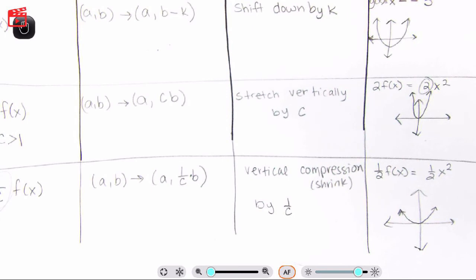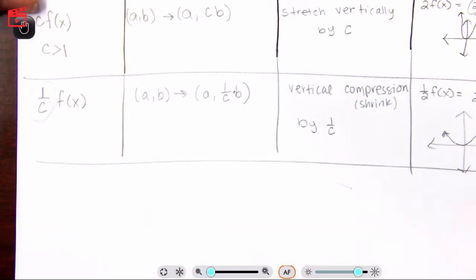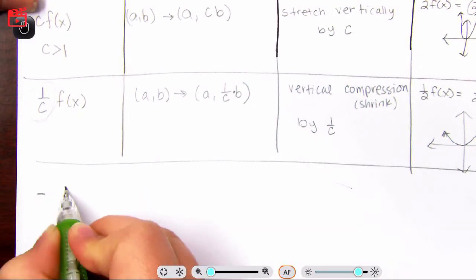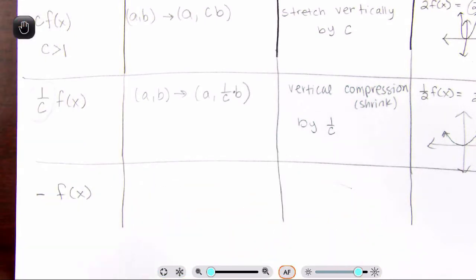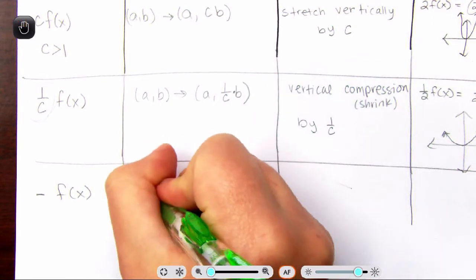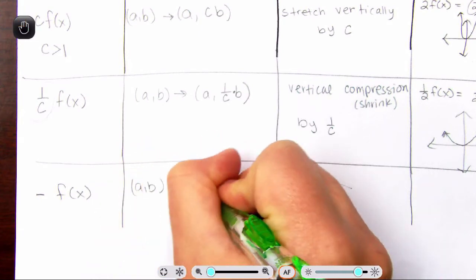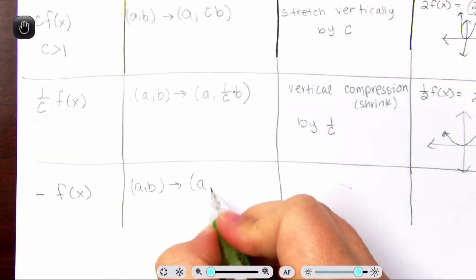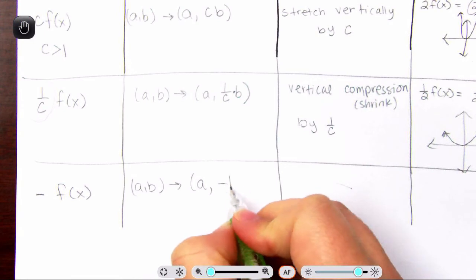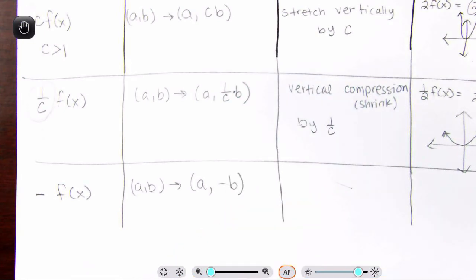All right, so we have 4 things outside of the bubble. Right now we have plus k, minus k outside the bubble. We have times c, times 1 over c outside the bubble. And we have one other thing that's outside the bubble, and that is negative f of x. Now, when you have a negative outside the bubble, you are still changing things vertically. Okay, so the change is vertical. However, in this case, if this is 1 over c, then this is negative 1. So we're still multiplying everything by negative 1. We're taking our y values and multiplying them by negative 1.